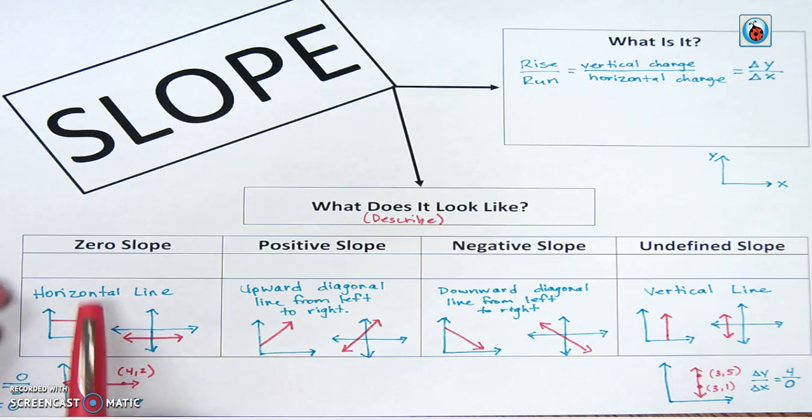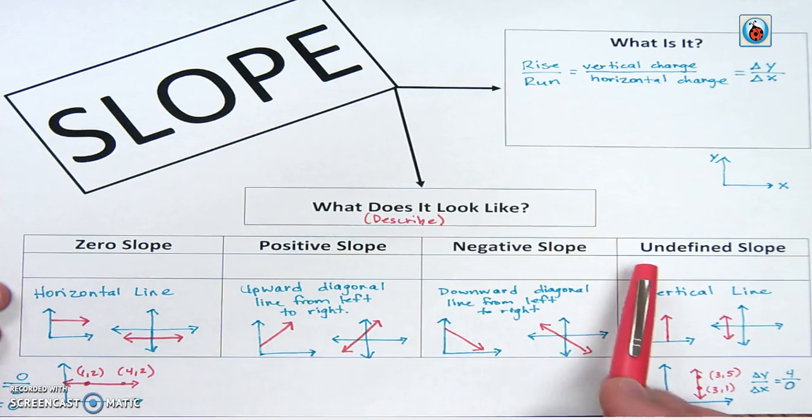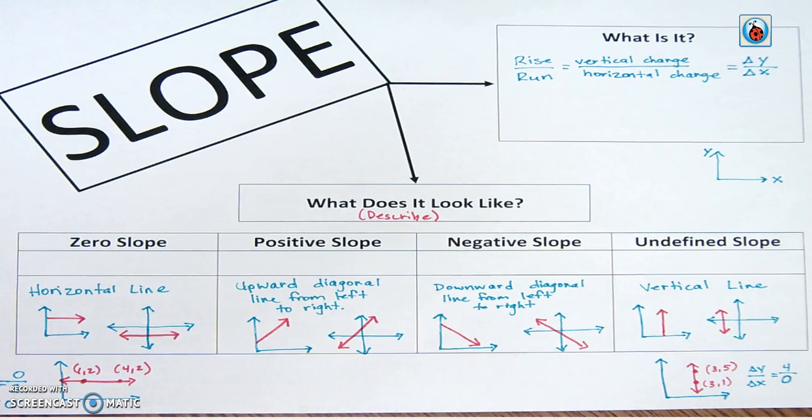Once again, you should have left this row blank. We're going to fill that in with another video that'll help us remember 0, positive, negative, and undefined in just a little bit.